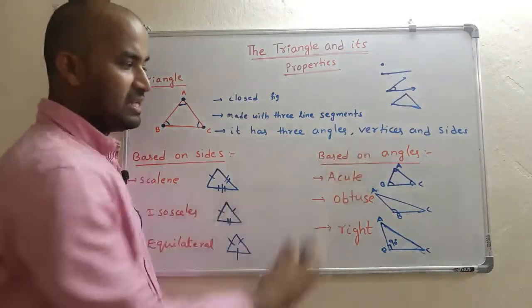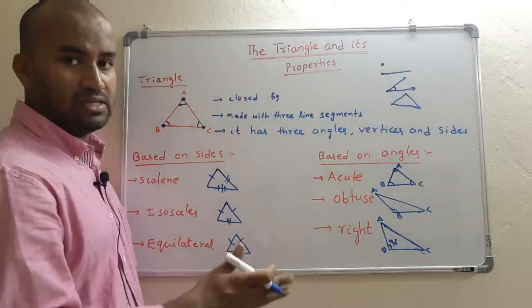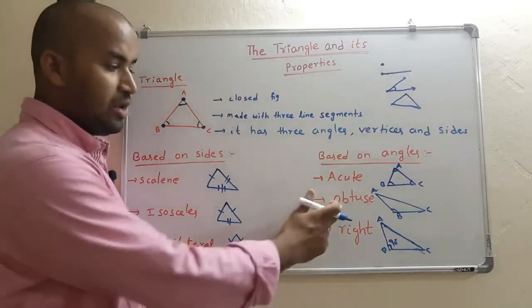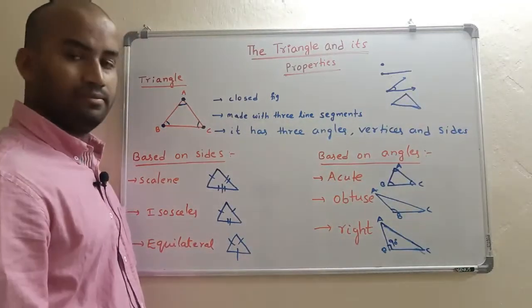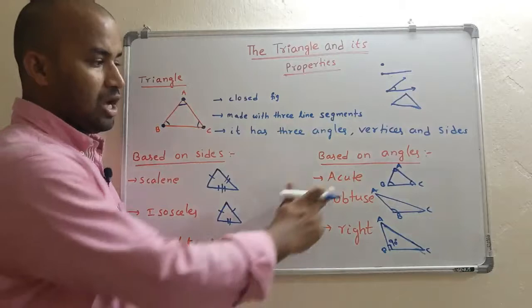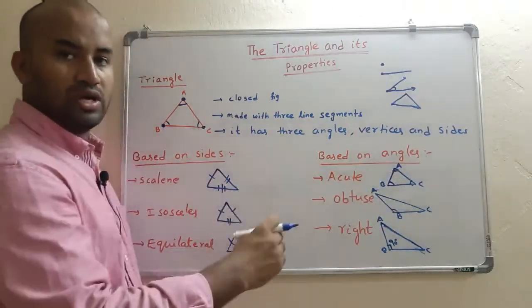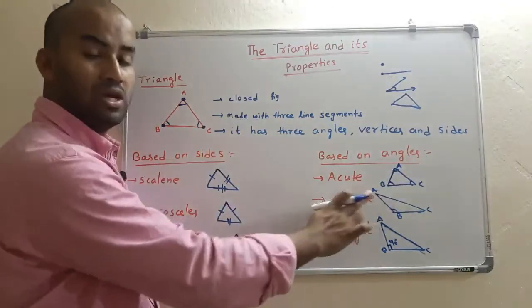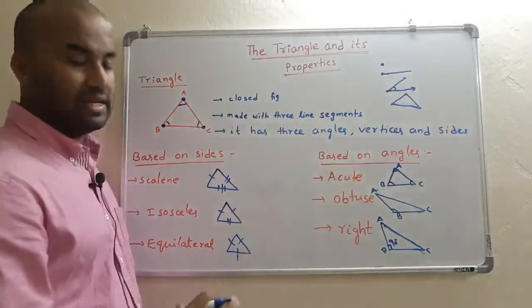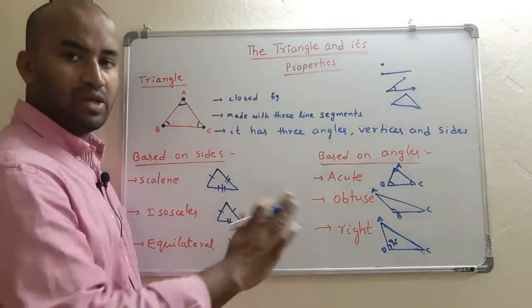Based on angles, there will be three types of triangles: acute angle triangle, obtuse angle triangle, right angle triangle. Acute angle triangle means all three angles will be acute, less than 90 degrees. Obtuse means one angle will be more than 90 degrees. Right angle means one angle will be 90 degrees.